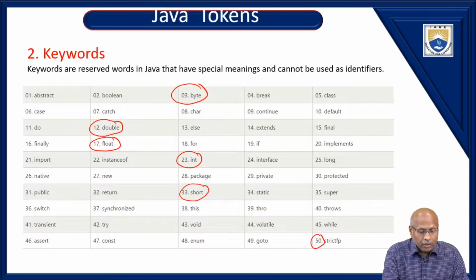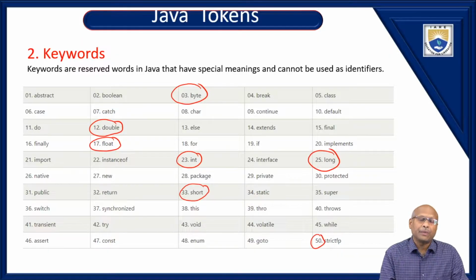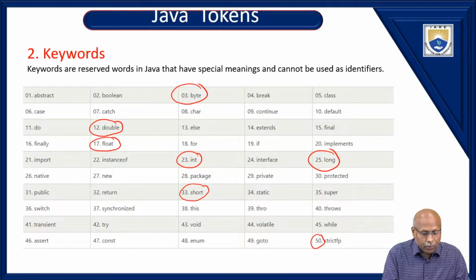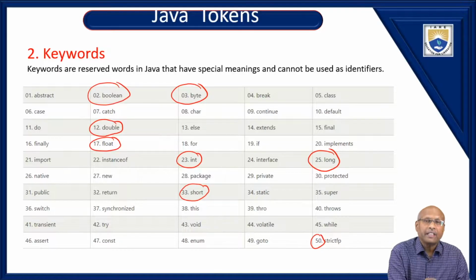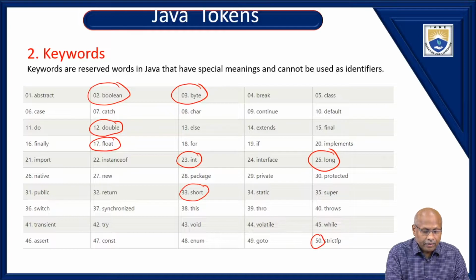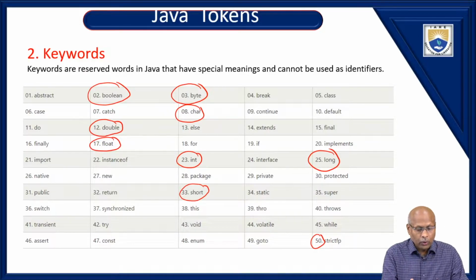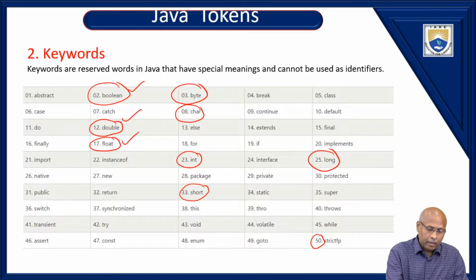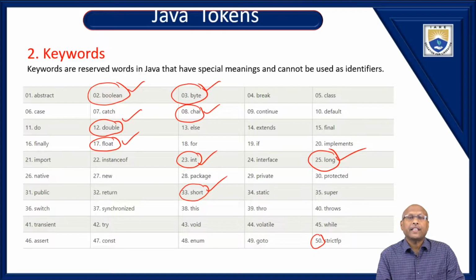Now, byte, short. There is something called long also. So you can observe here, long. Yeah, long is also a keyword related to data type. So byte, short, int, long. Similarly, there is one more keyword called boolean. Yeah, this is a keyword related to data type. Similarly, there is one more keyword called char. Now, if you observe here, 4 plus 4, 8. These are the keywords related to data type.